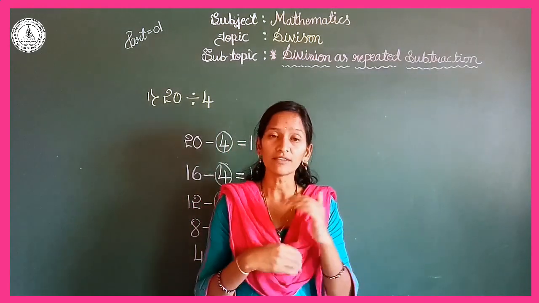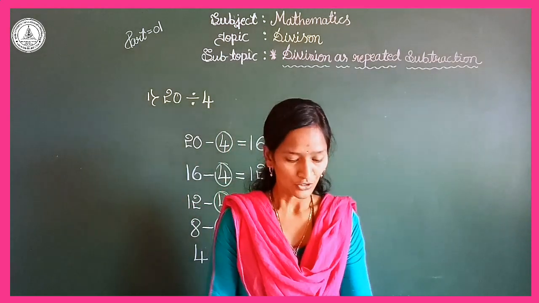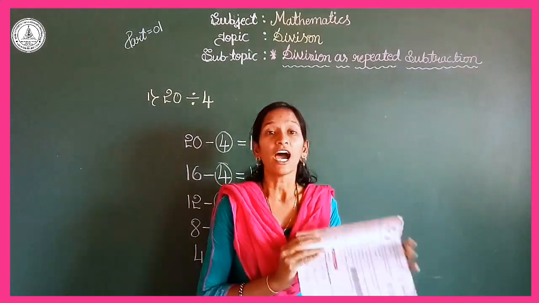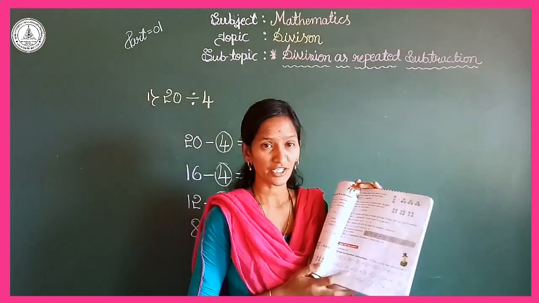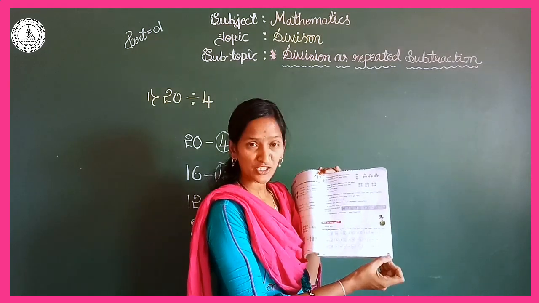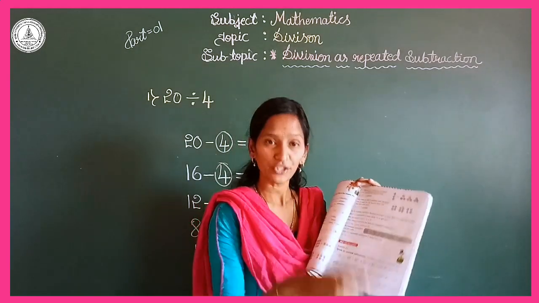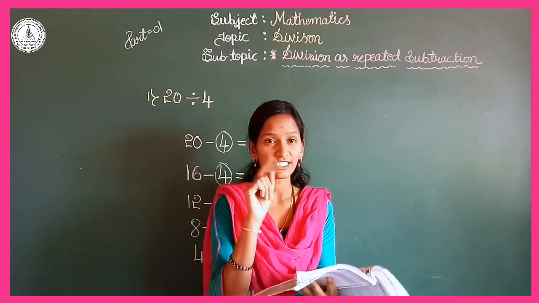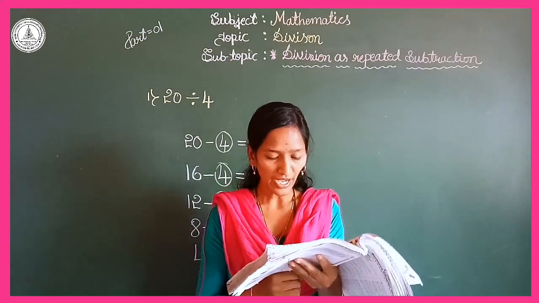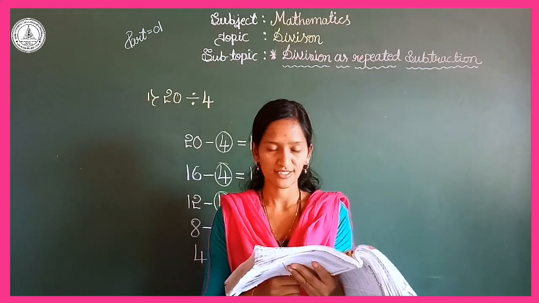Right? So now I will move to the textbook activity. It is on page number 101 in your textbook. See here, this is page number 101. This is exercise number 3.2. I am reading the headline. Listen here: Divide by repeated subtractions.